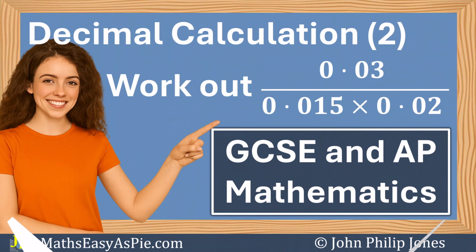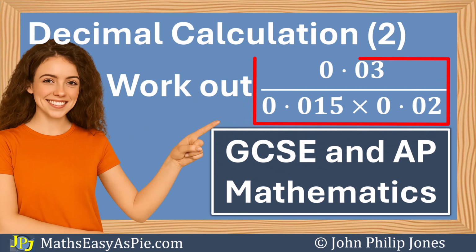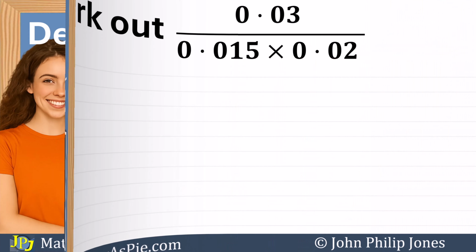Let's consider this question. We are being asked to work out this calculation, which I'll do so on the next slide. I will start off with 0.015, and you can see I'm moving the decimal place 3 times. This will give us 15.0, and I will have moved the decimal point 3 places.